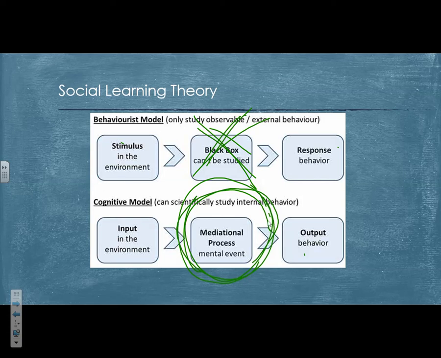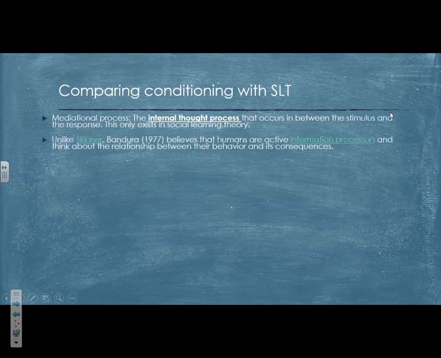So they are interested in the internal mental processes, and the step from behaviourist to social learning theory bridges the gap between behaviourism and cognitive psychology. So just to give you an idea, the internal thought processes that occur between a stimulus and a response only exist in social learning theory. Bandura believes that humans actively process information.